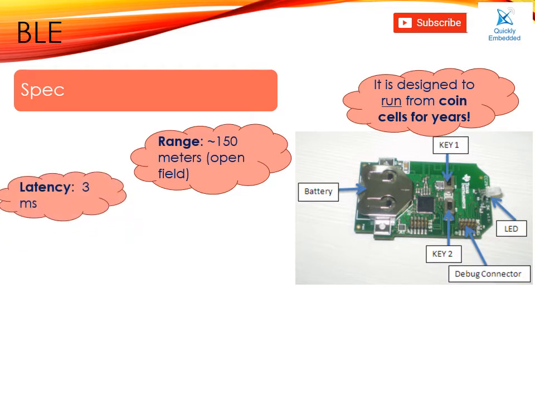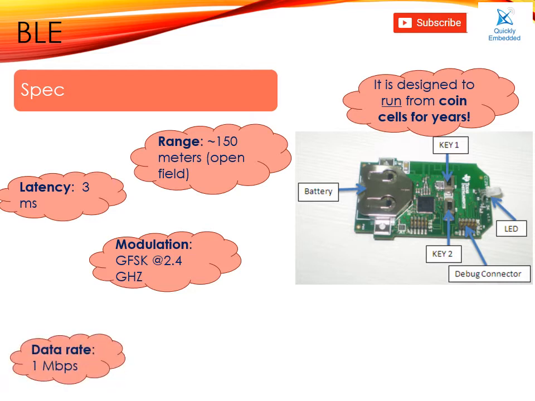Modulation is GFSK, Gaussian frequency shift keying, at the 2.4 GHz band. However, BLE uses a modulation index of 0.5 compared to BT Classic, which uses 0.35. Data rate, BLE can work up to 1 megabit per second. Application data throughput is 0.27 megabits per second. So BLE is not really about data throughput, it's really about transferring state using very little power with lowest latency.